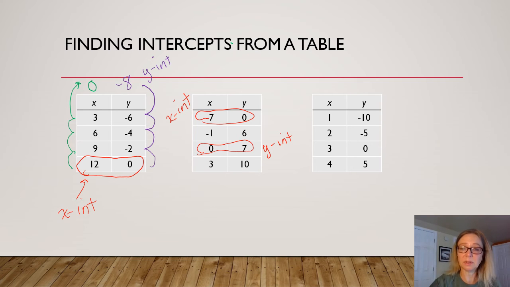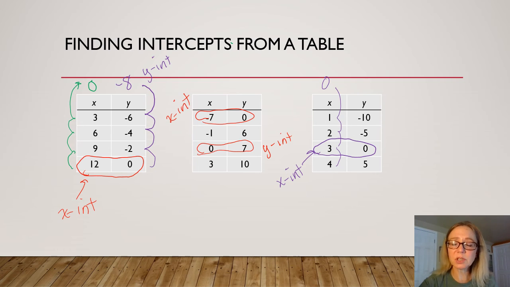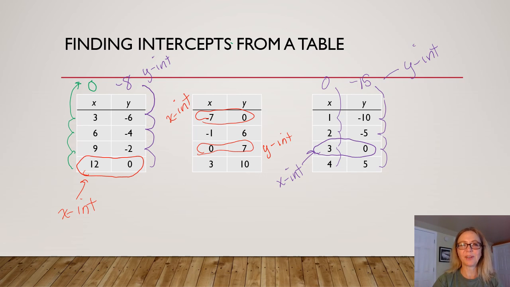In the last table, I do see a 0 in the y column. So 3 is my x-intercept. But I don't see a 0 in the x column. But if you follow the pattern backwards, 4, 3, 2, 1, 0's next. And then I just follow the same pattern in the y column. 5, 0, negative 5, negative 10. We're dropping backwards by 5, so that's negative 15. And this is your y-intercept. Okay?